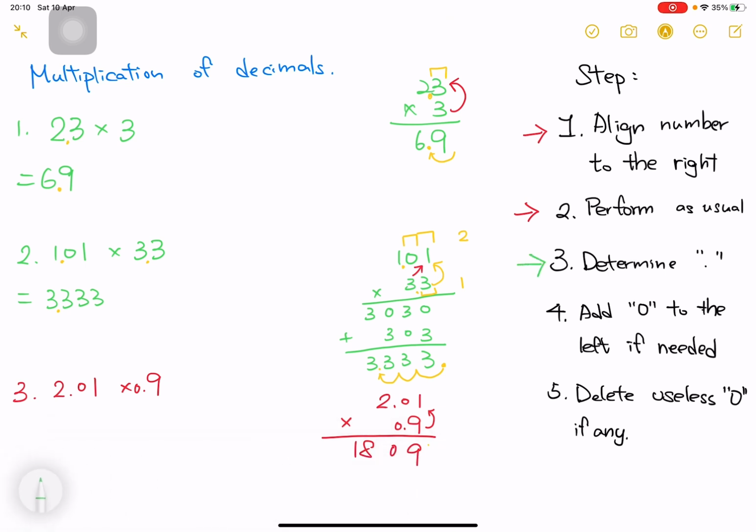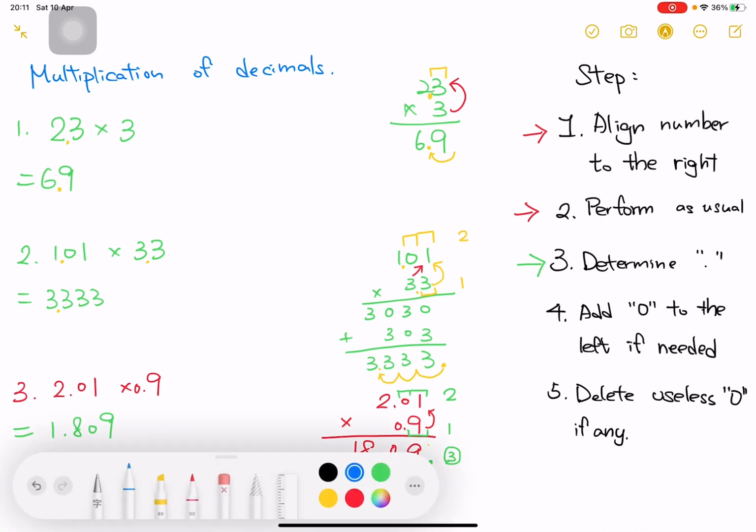And the first step is I have to determine where the decimal point is. I see that in the first number you have 2 decimal places, and in the second number you have 1 decimal place. So altogether, I have to move my decimal point 3 times. Move it to the left, 1, 2, 3, and I keep the decimal point here. All right, so after that, my answer will be 1.809.